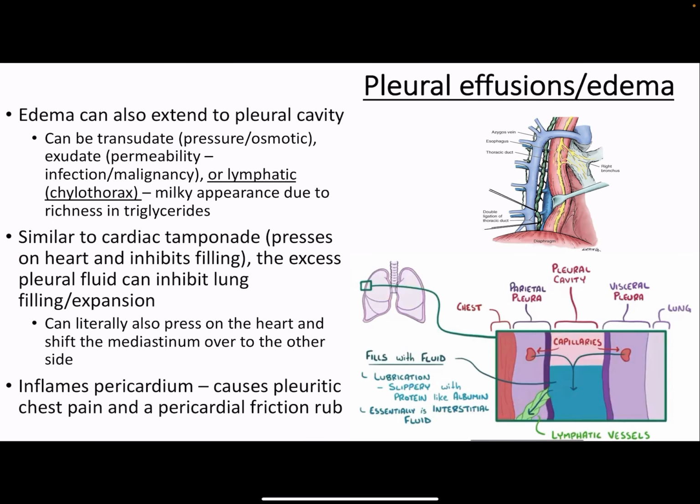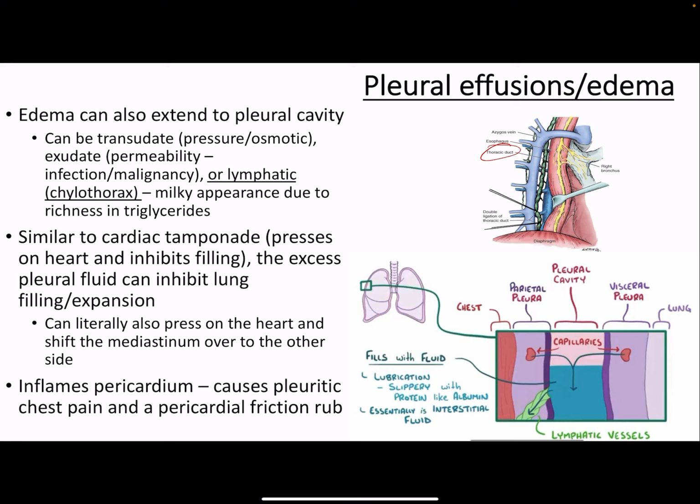So these same effusions can also extend to the pleura: transudate, exudate, but also a lymphatic drainage known as a chylothorax, where something like the thoracic duct has been damaged and is spilling this milky, whitish, triglyceride-rich solution that just builds up in the pleural space over time.